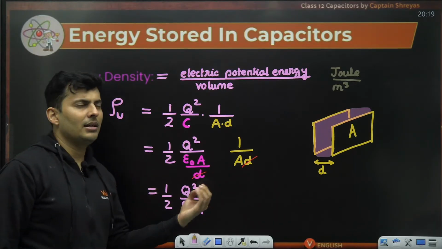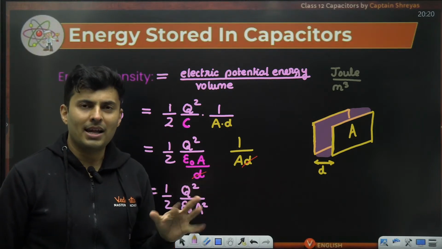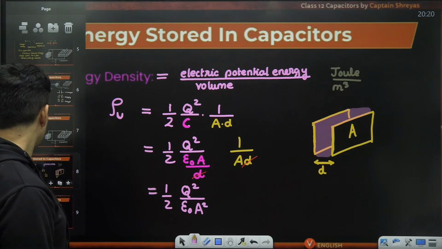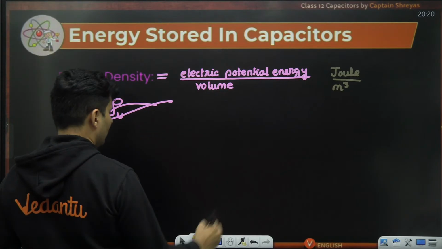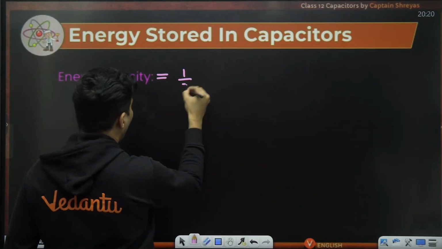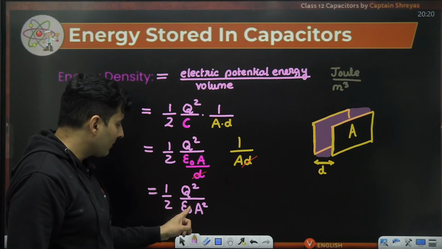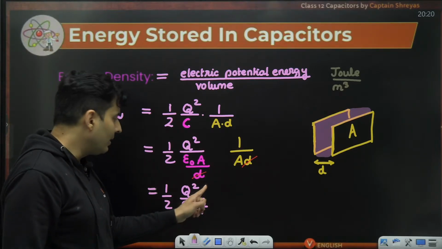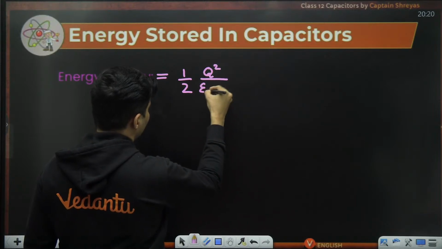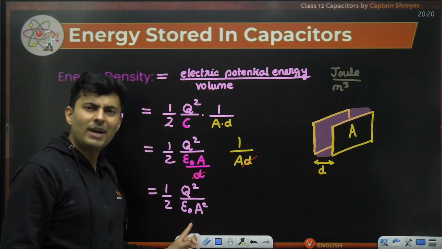This is ringing a bell in my head. I remember something like Q by A epsilon naught somewhere. If you recollect, that was the electric field formula. So in the next step, I will just write it as half. Instead of putting one single epsilon, I will put epsilon square, and to balance the equality, I will multiply also by epsilon naught. So it will look like this: half Q square by epsilon naught square, A square, and epsilon naught. If you cancel epsilon naught, obviously you will get back this answer.